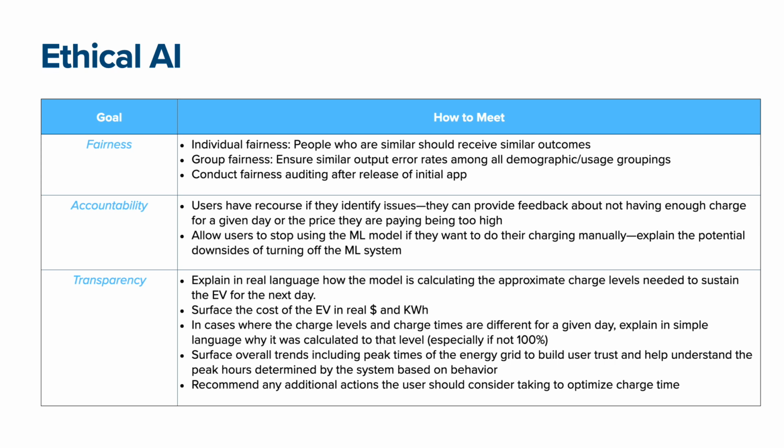On accountability, well, they could always charge manually if they don't want to use this app, they don't need to install it. But then there would also be a recourse through the feedback mechanism for users to say, hey, this model didn't work for me. And on the transparency side, you saw the callouts to the help and explaining the model and the solution mockups. But what we would look to do is really explain in real language how the model is calculating the approximate charge levels and tie it in with that feedback mechanism.